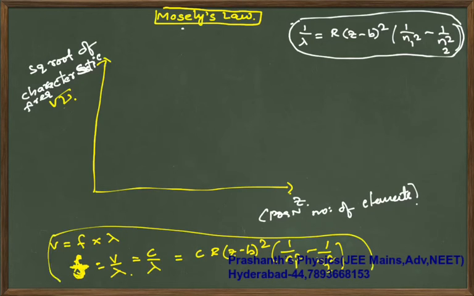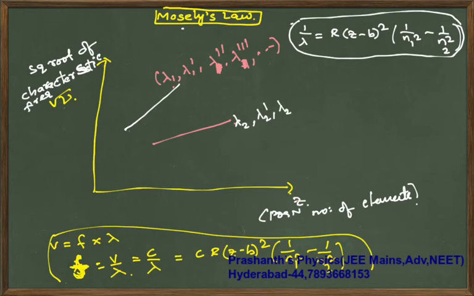Here he took different wavelengths and plotted graphs like this, and found that those graphs are not actually straight lines for different materials. So this is lambda 1 dash, lambda 1 double dash, lambda 1 triple dash, and so on. These are your different wavelengths. This is for some other element, lambda 2 dash, lambda 2 double dash, different wavelengths. When he plotted this graph, he observed that there is a straight line like this.